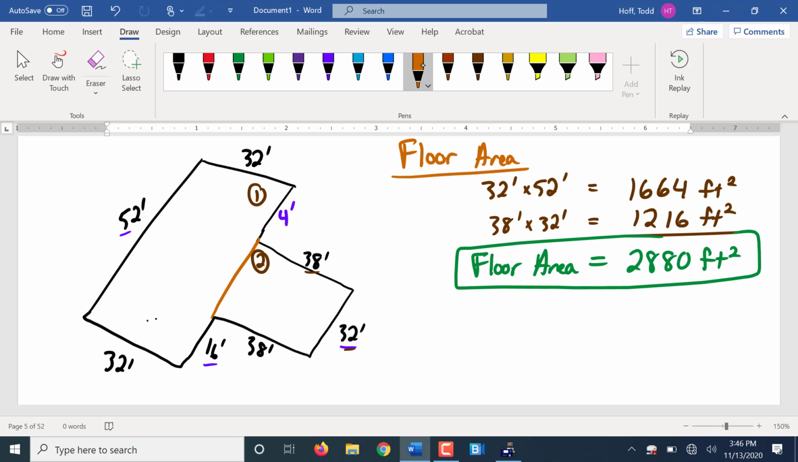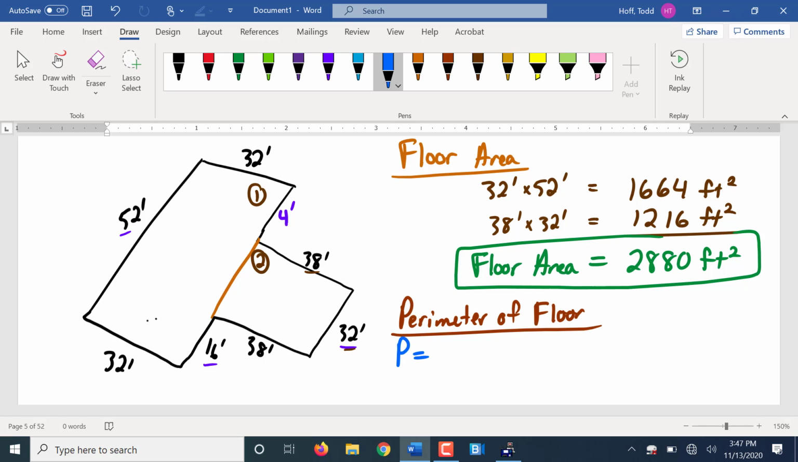Next, I want to find the perimeter of the floor. So I'll have you do that quick, and then we'll go over it here in just a minute. 244?